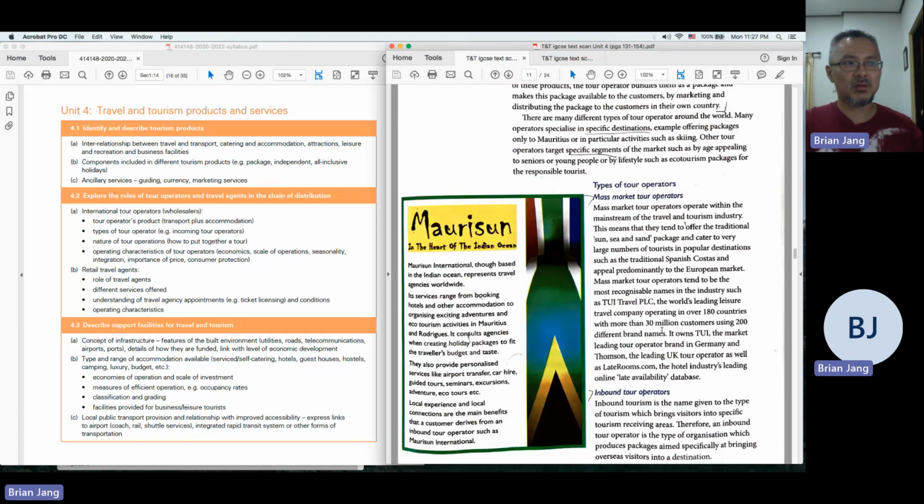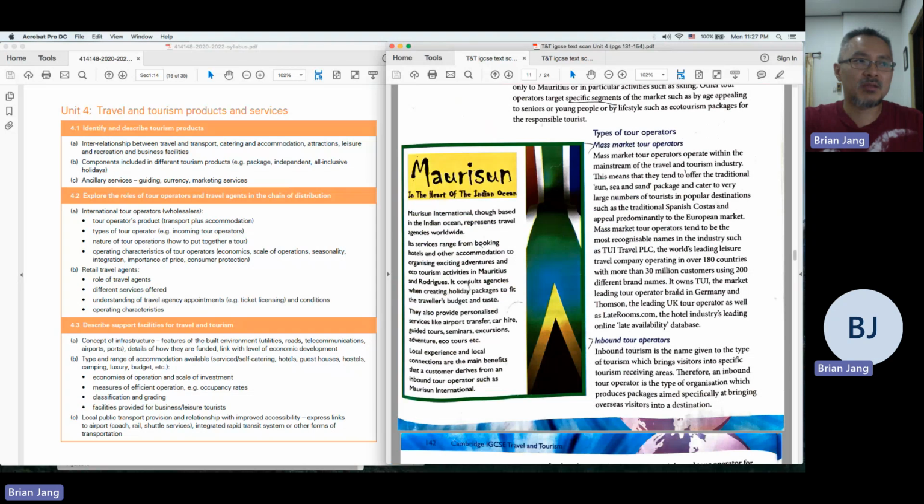Mass market is just talking about these tour operators that try to sell packages that are very popular and that are family friendly, usually the traditional tour package that people would be interested in for that destination. All right, that's mass market.